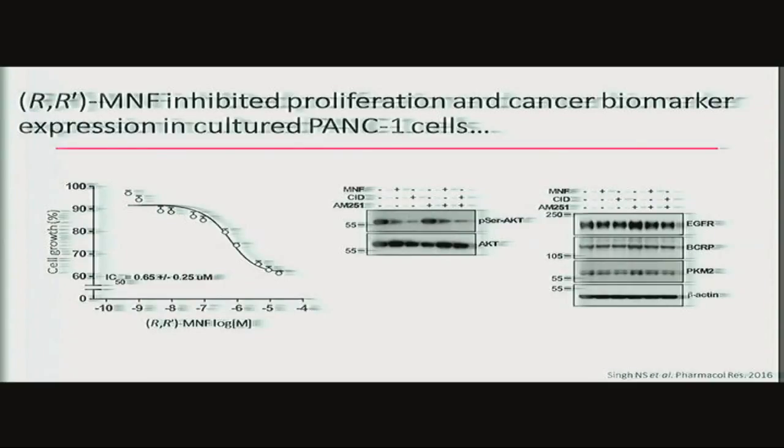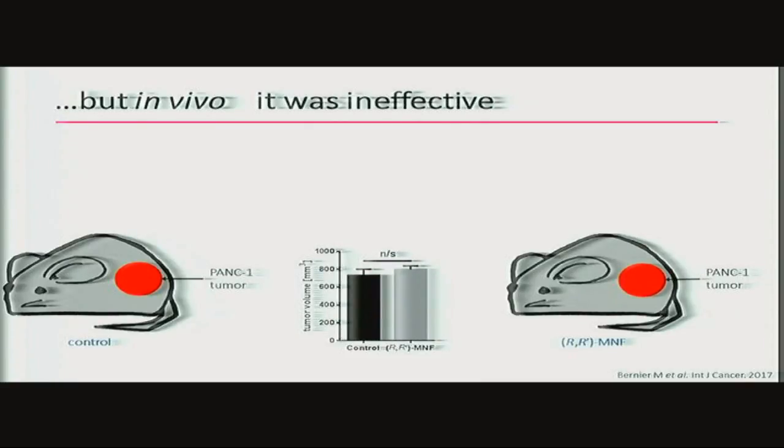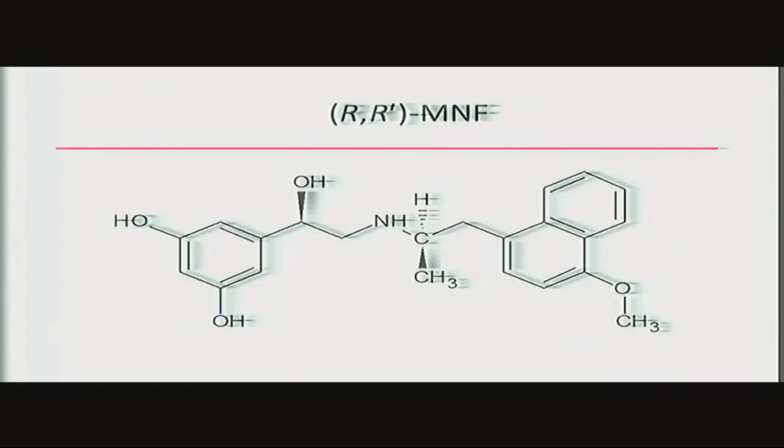So we wanted to move to in vivo experiments to confirm these in vitro observations. So we started a xenograft study in mice with PANC1 cells that we implanted into the animals and subjected them to either vehicle control or RRMNF. And we observed the growth of the tumors, but actually there was no effect of this compound, so we were unable to recreate the in vitro effects in an in vivo model. So we began to wonder what went wrong.